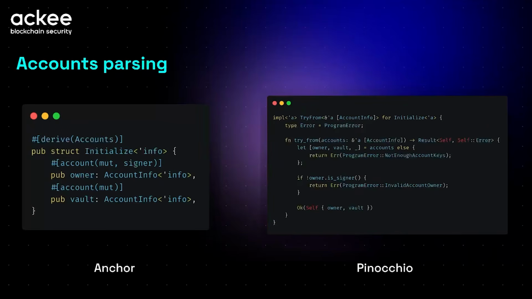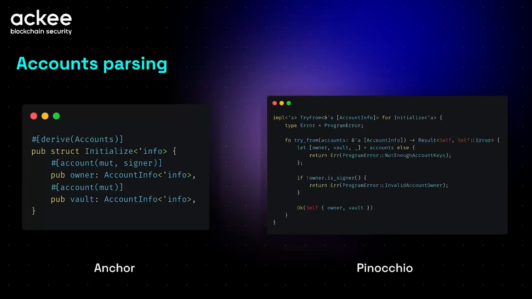Now let's take a look at how accounts and instructions are parsed in Pinocchio. Account validation is handled very differently between Anchor and Pinocchio. Anchor uses attribute macros like account, mut, signer, etc. to specify constraints, which are then checked at runtime through generated code. Pinocchio, on the other hand, uses Rust's try_from trait to explicitly validate accounts.